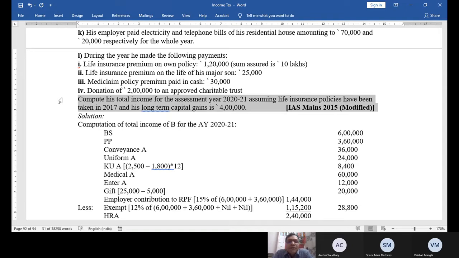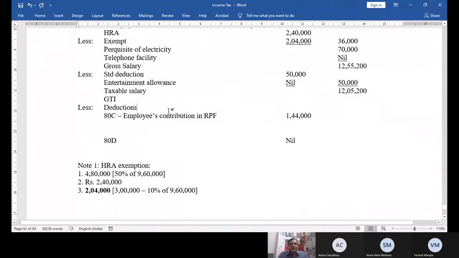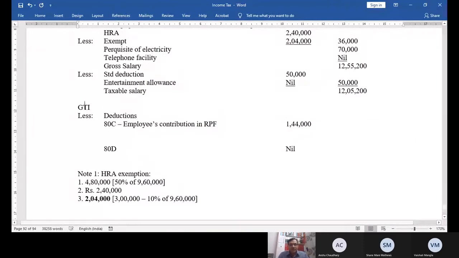Premium paid or 10% of sum assured, whichever is less. And how much is long-term capital gain? 4 lakh rupees. So first let me add LTCG. After salary, let me add LTCG, which is 4 lakh. I will get my GTI, which is now 16 lakh 5,200.